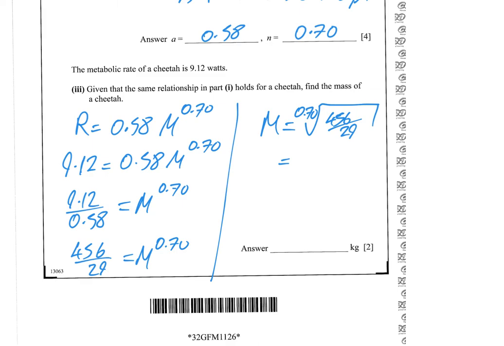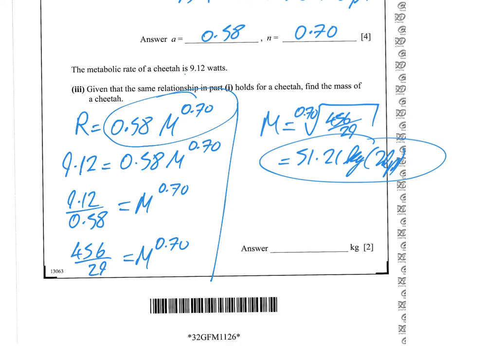So that is going to be 0.7 root, and then put it using my fraction button inside. It's 456 over 29, and that gives me 51.21, and that's going to be kilograms, and that's the 2 decimal places on that, folks. A question I got: I would definitely put that thing back into this equation and see, do you get 9.2, and you will see that you actually do, which is nice. So you know you've got the marks.